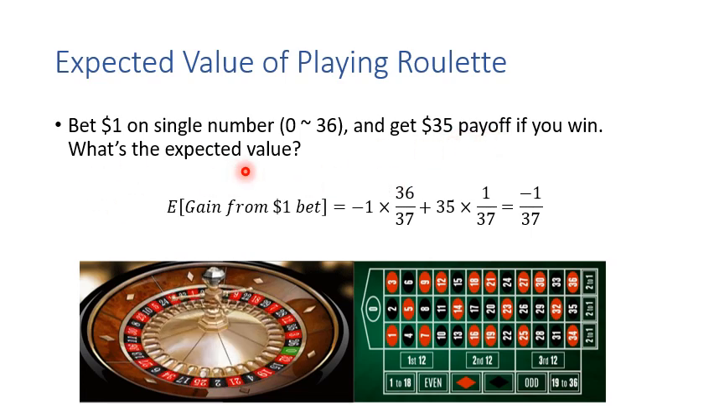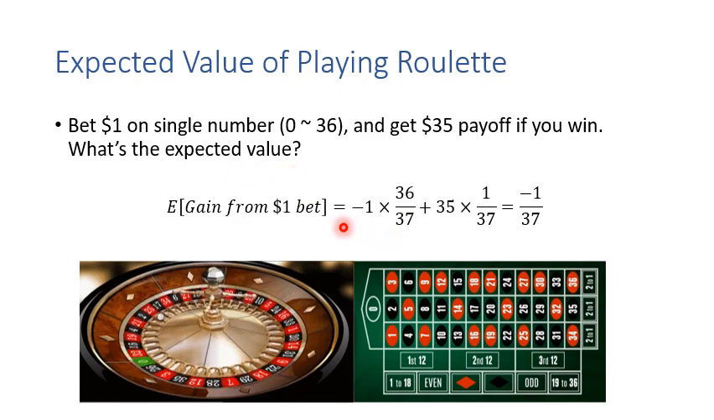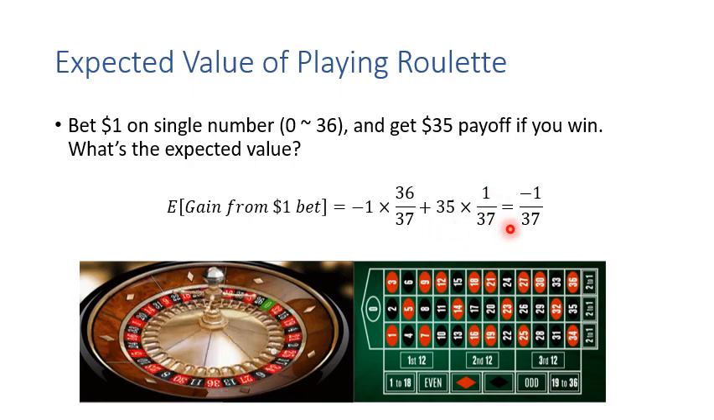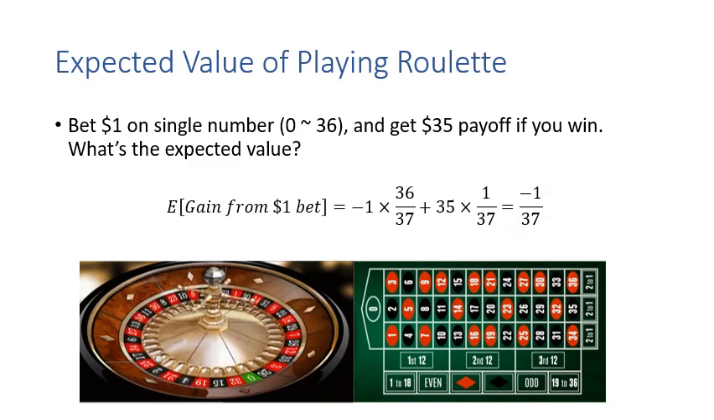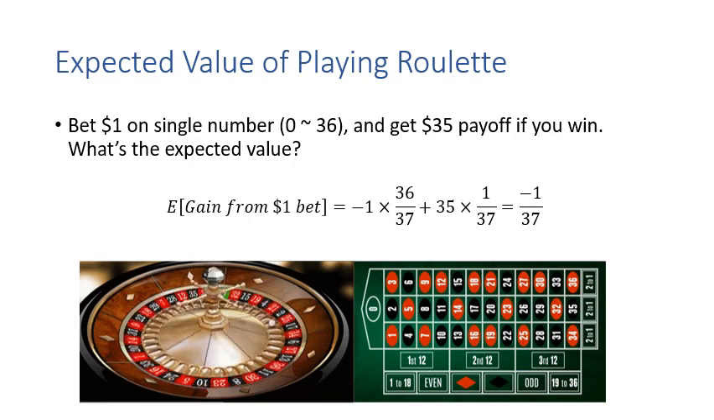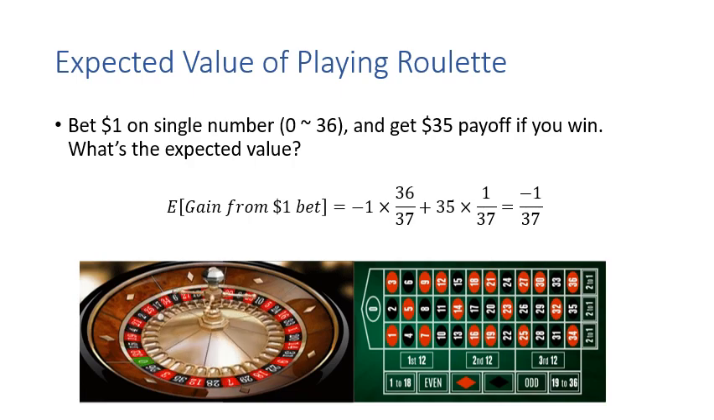So what's the expected value? It's simple. It's minus 1 multiplied by 36/37 plus 35 multiplied by 1/37. And the result is minus 1/37. So actually you get a negative expected value, which means you will lose money eventually. That's the secret of the casino. They always play games that have positive expected value.